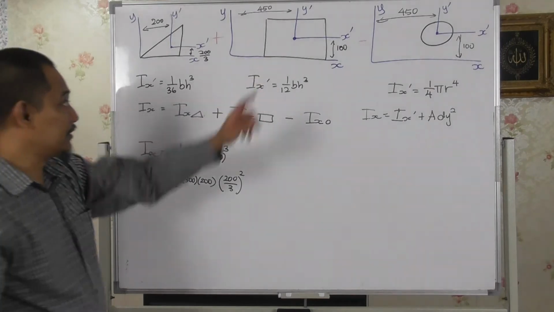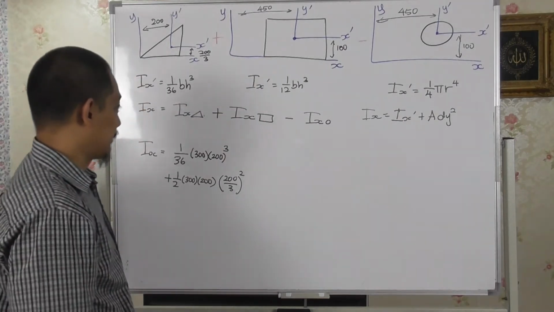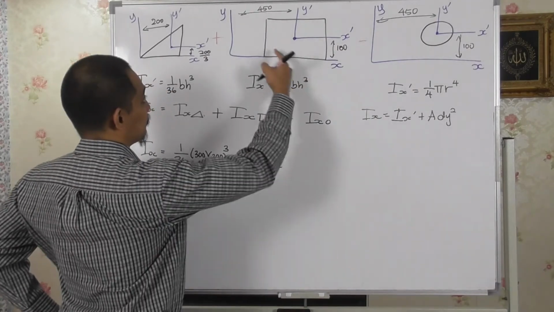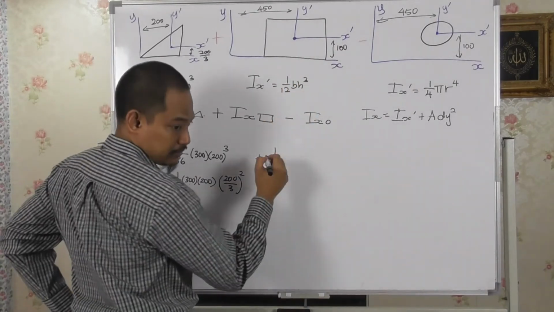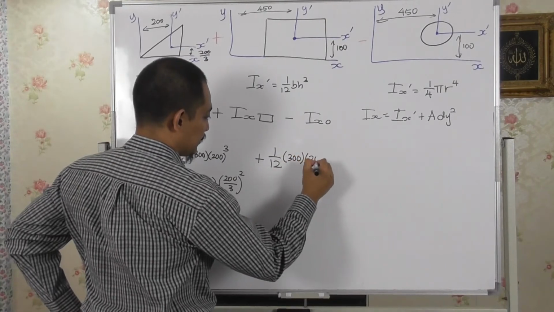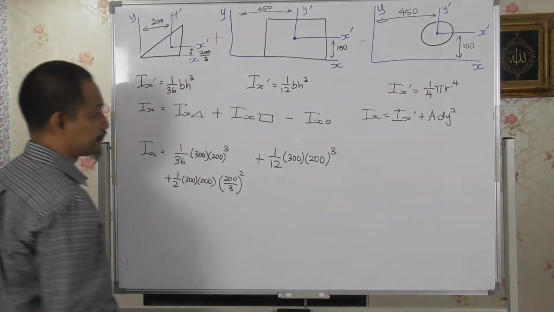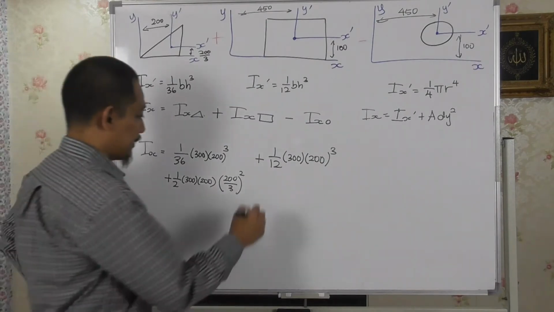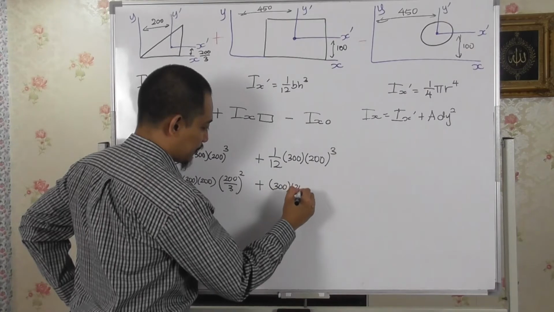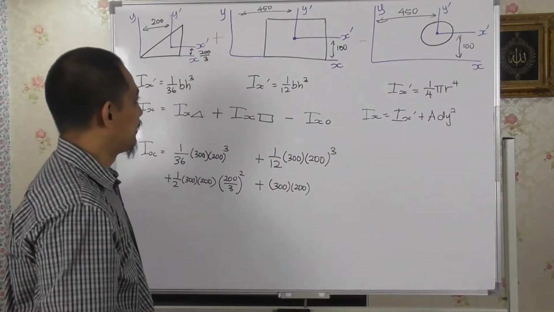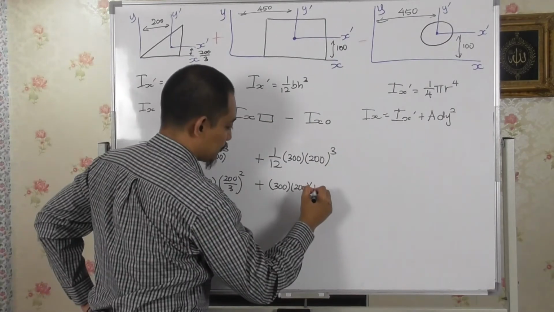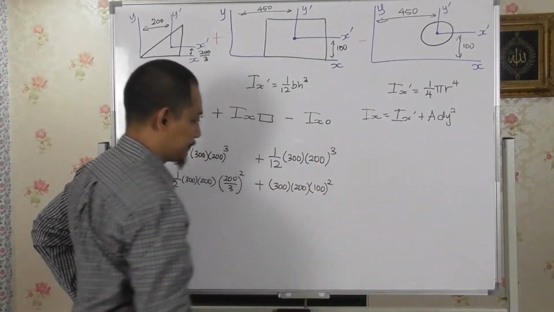And then plus, for the rectangle, you have 1 over 12 b h cubed. So b is 300, h is 200, cubed. And then plus the area, which is 300 times 200, and then dy squared, which is 100 here, so 100 squared.